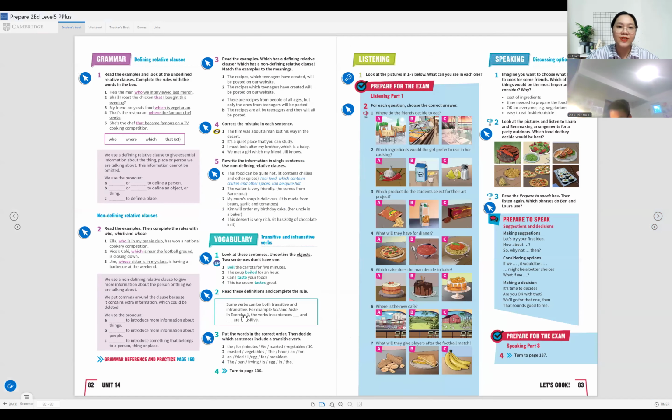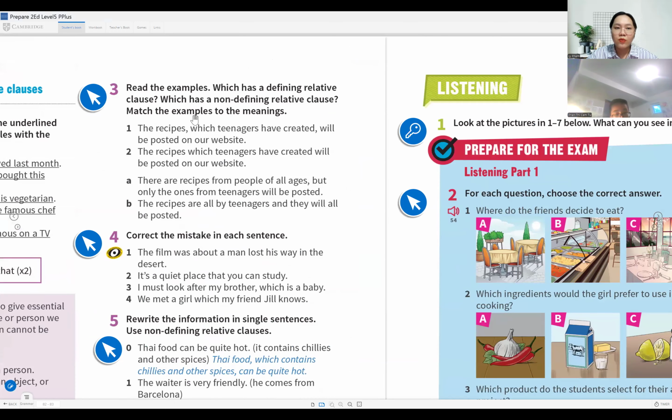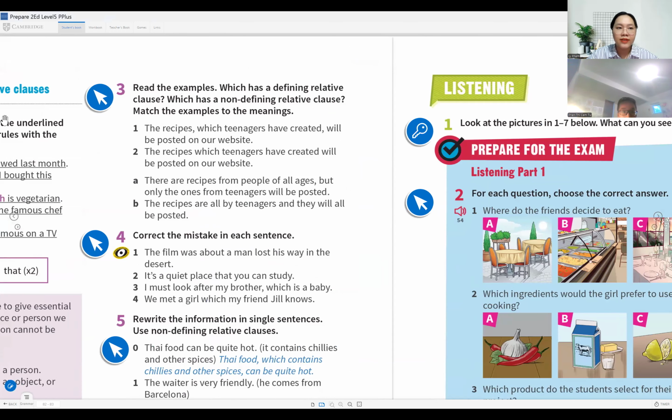Practice more by doing exercise 3. So we will read the examples and then answer the questions: which one has a defining relative clause and which one has a non-defining one. Let's read number 1, please. Read the examples, which has a defining relative clause, which has a non-defining relative clause. Match the example to the meaning.